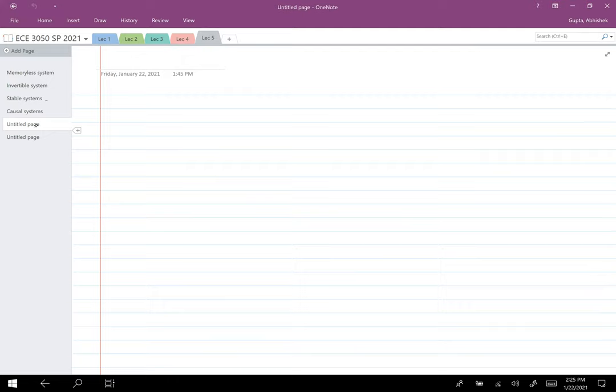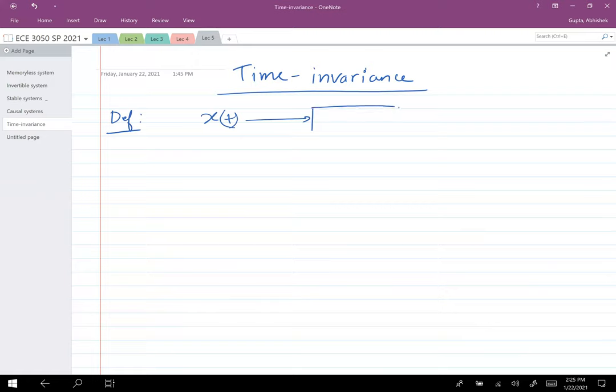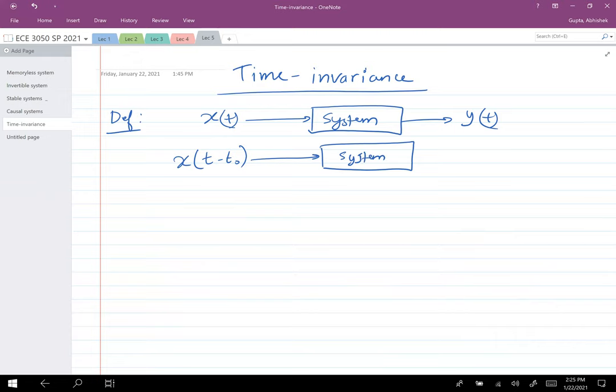Let's look at the fifth property, which is time invariance. Okay, what's the definition? Let's say I give an input x(t) to a system and I get an output y(t). Now, for a time invariant system, I give an input x(t minus t0), and the output is y(t minus t0). So the output shifts by the same amount as the input.